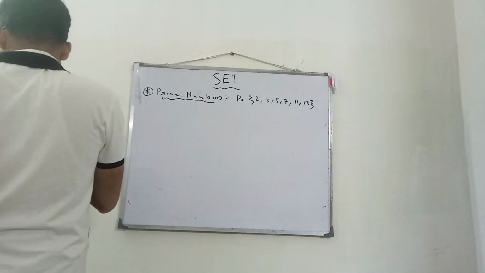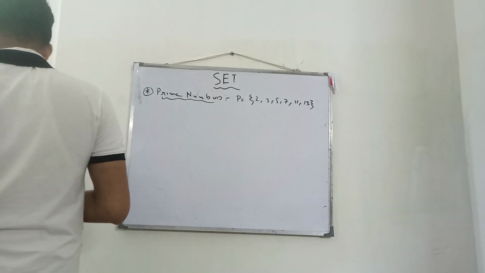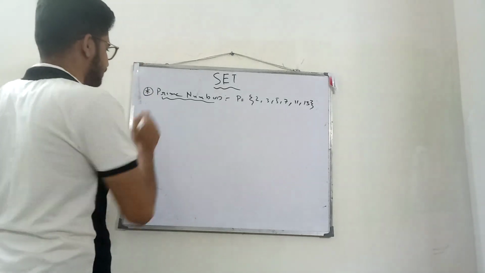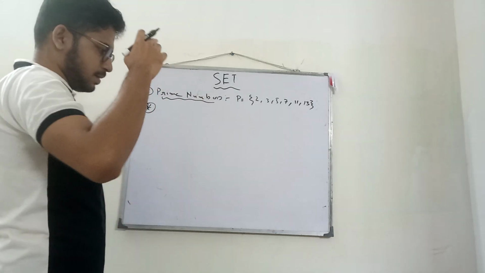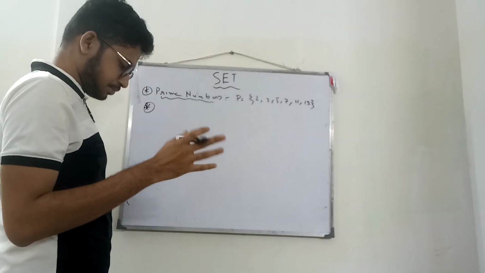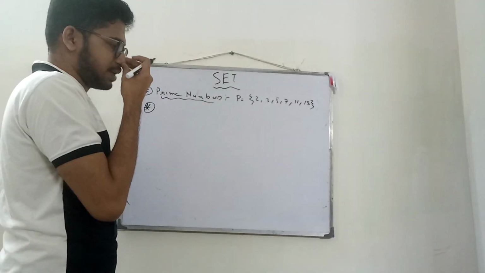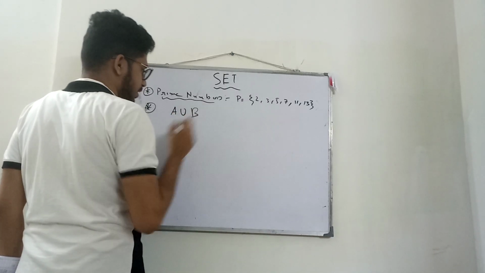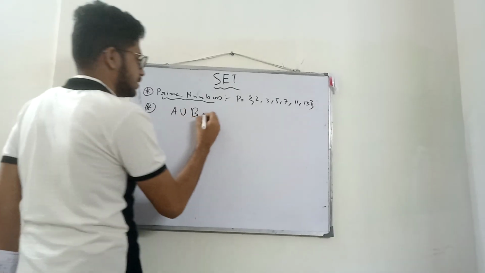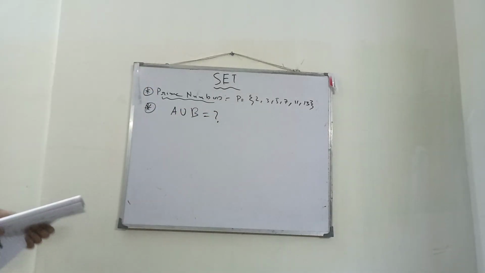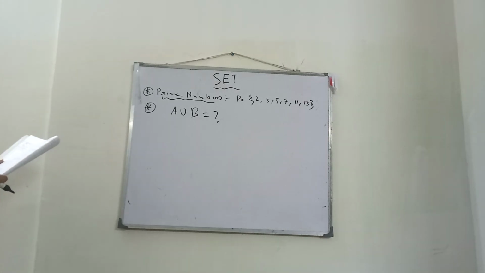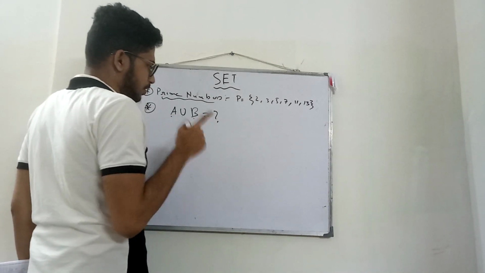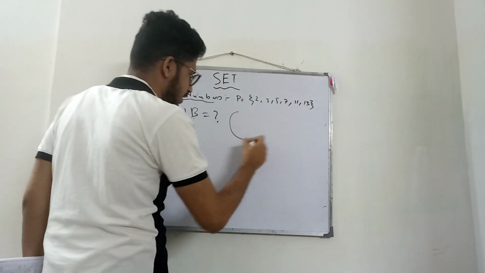Now, you have already seen in your schools, in your NCERT books or any textbooks, this thing, A U B. What is the meaning of this? The meaning of this is A union B.